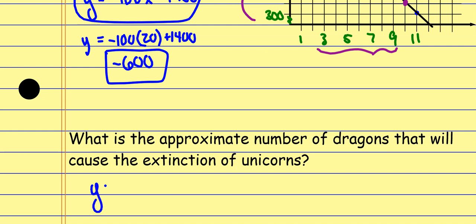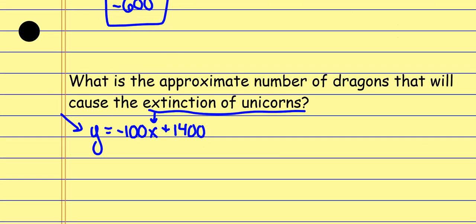So again, here was my prediction equation. Well, we just have to think about what each of these things represents, right? Y is the number of unicorns. So this is the number of unicorns. And X is the number of dragons. So extinction of the unicorns would be a Y value of 0. So I plug a 0 in here. It's asking me for the X-intercept, okay?